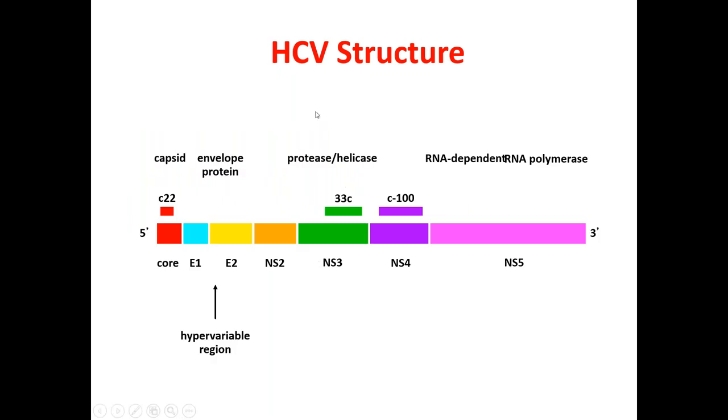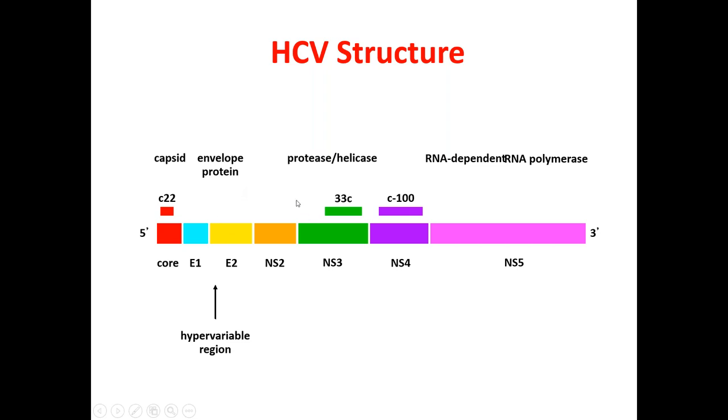Now, if you look at the hepatitis C virus structure, as I already told, it is a single-stranded RNA virus, which means there is a single strand of this virus. And this virus has a single open reading frame. It means that the virus genome can be read from one place, and a single RNA is produced from this virus. So when the virus is replicating, it will produce a single large strand of RNA, which will be used to produce a single large protein of hepatitis C virus.